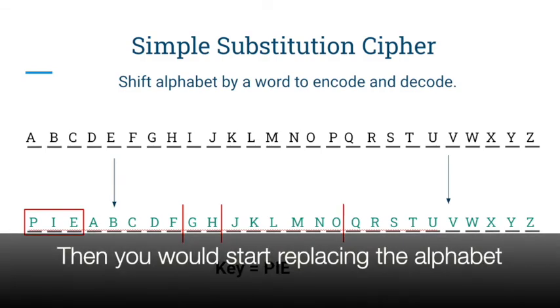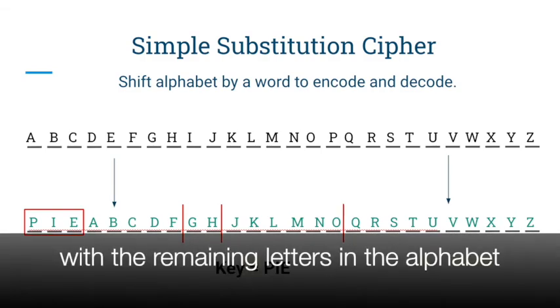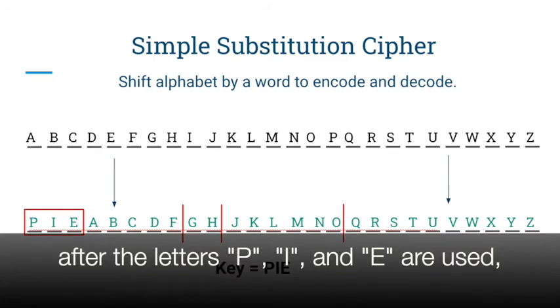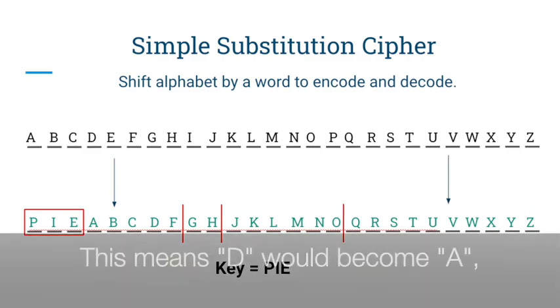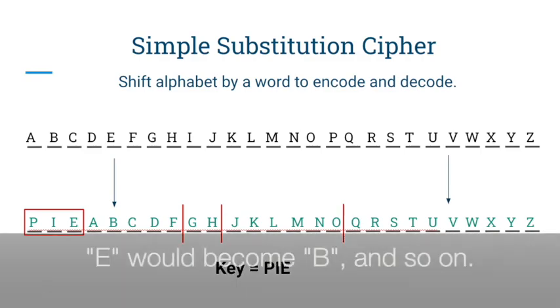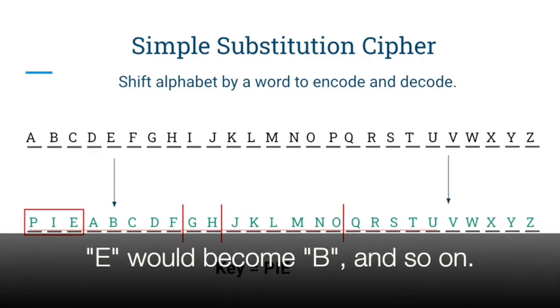Then you would start replacing the alphabet with the remaining letters in the alphabet after the letters P, I, E are used, in alphabetical order. This means D would become A, E would become B, and so on.